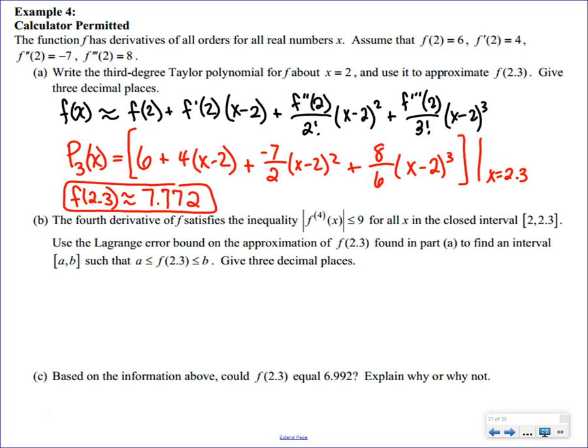Okay, so letter B. The fourth derivative of f satisfies the inequality. Huh, that's funny. They asked us about the third degree one, and now they're telling us about the fourth derivative. That's a thing. You should know why.